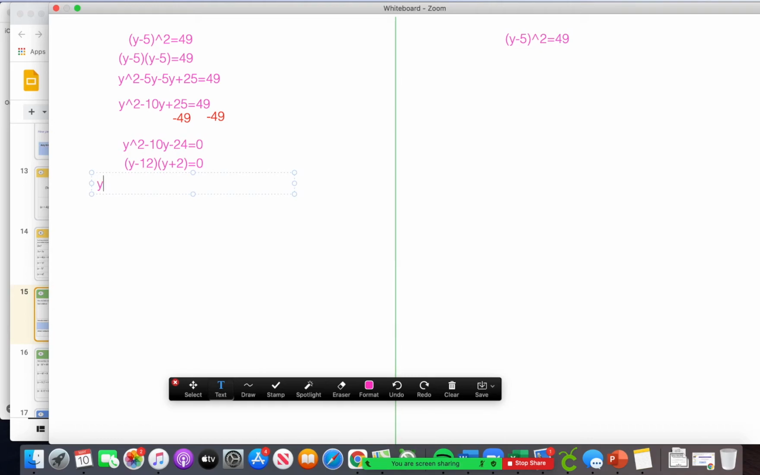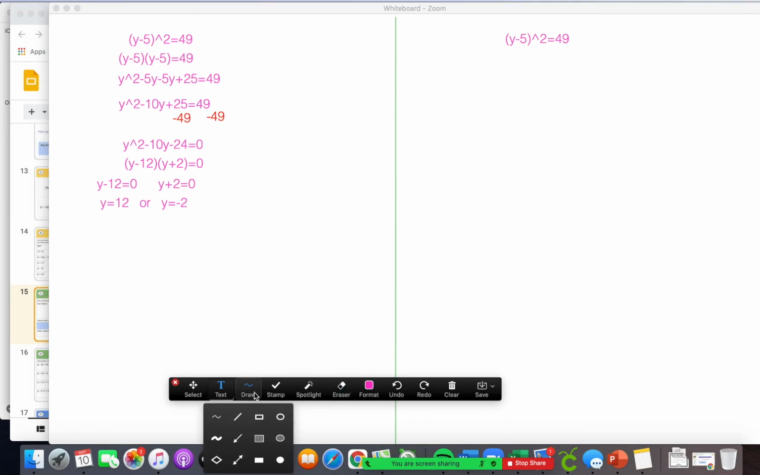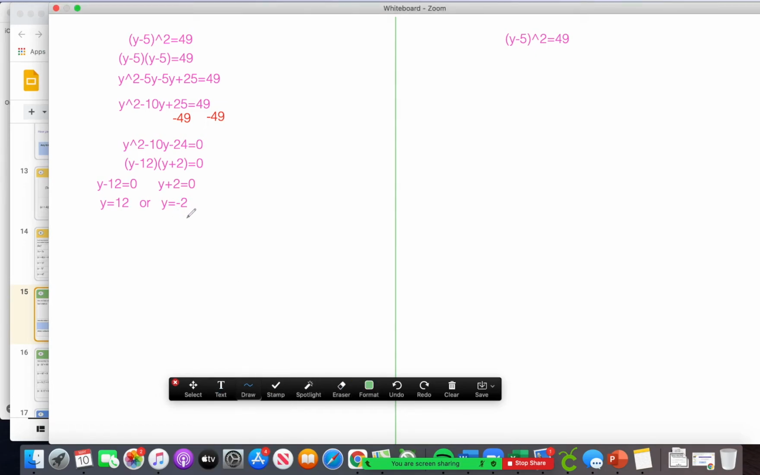So I know that this has to be 0, or y plus 2 has to be 0 for this to be true. So I know y equals 12, or y equals negative 2. Right, 12 minus 12 is 0, negative 2 plus 2 equals 0. So that's my final answer. It's always nice to box your final answer, especially when you have a lot of steps.